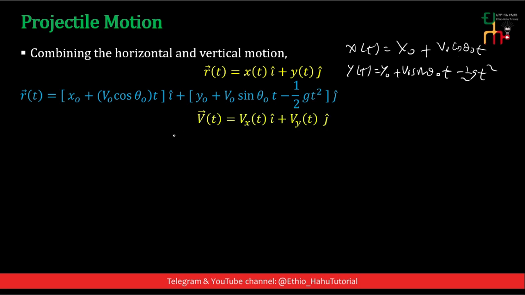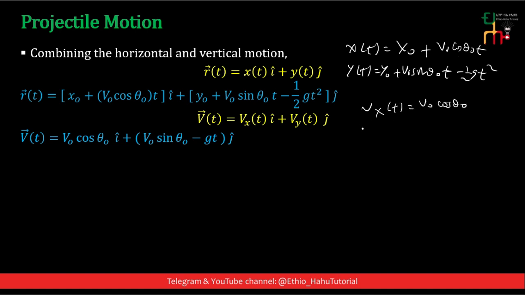For velocity, v of t is equal to vx in the i plus vy of t in the j. But vx at any instant of time is equal to v naught cosine of theta naught.